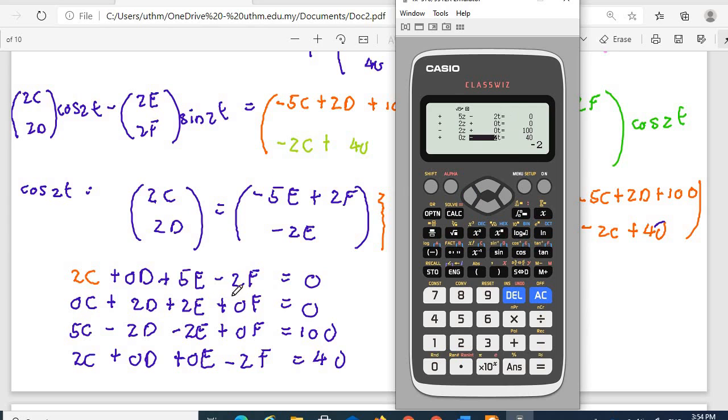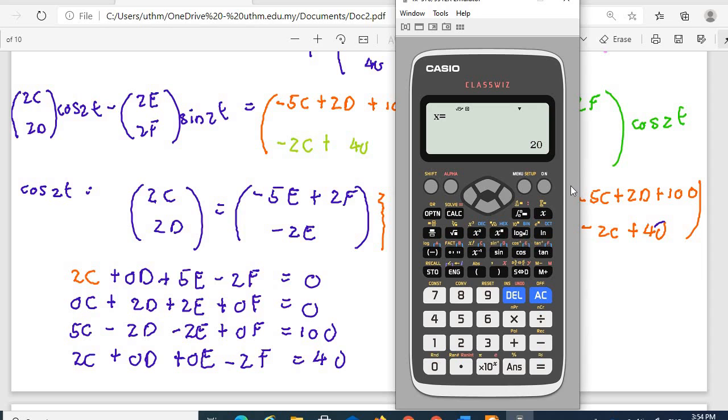Okay, the coefficient for F: negative 2, 0, 0, negative 2, correct. Coefficient for E: 5, 2, negative 2, 0, 5, 2, negative 2, 0. Coefficient for my D: 0, 2, 0, 2, negative 2, 0, correct. Coefficient for my C is 2, 0, 5, 2. Okay, everything correct. Okay, then I just press.